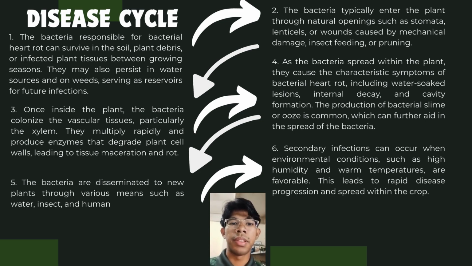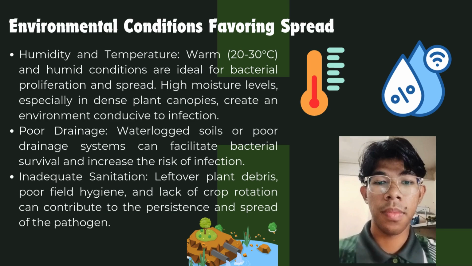Next, the bacteria are disseminated to new plants through various means such as water, insects, or humans. And lastly, secondary infection can occur when environmental conditions such as high humidity and warm temperatures are favorable. This leads to rapid disease progression and spread within the crops.